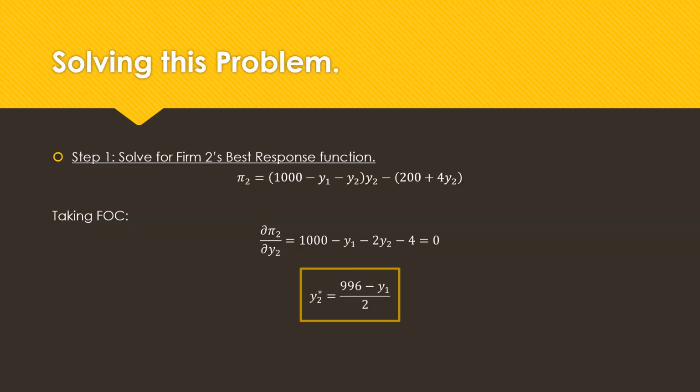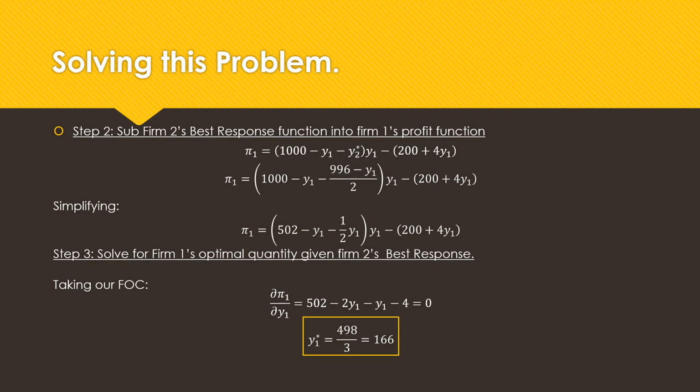So step number 1 is that we're going to solve for firm 2's best response function. We know how to do this. Simply write out this profit function, subbing in our demand equations and information about costs, take our first order conditions, and bam, we got our best response function, y2 star, which is equal to (996 minus y1) all over 2. Step number 2 is that we're going to sub this best response function into firm 1's profit function.